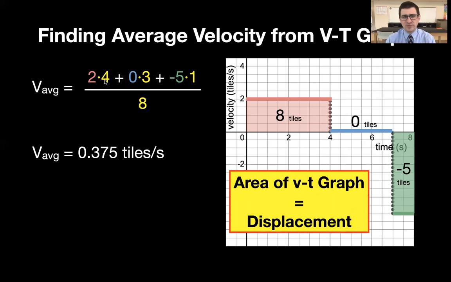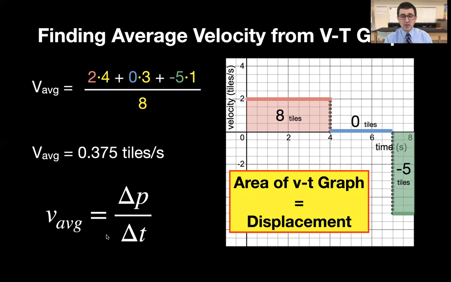So when we do 2 times 4, we are just finding the displacement during the first 4 seconds. 0 times 3 is the displacement from 4 seconds to 7 seconds. And negative 5 times 1 is the displacement from 7 seconds to 8 seconds. And then if we add those all together, that's basically just the total displacement. Moves 8 tiles to the right, 5 tiles to the left, for a total displacement of 3 tiles to the right.